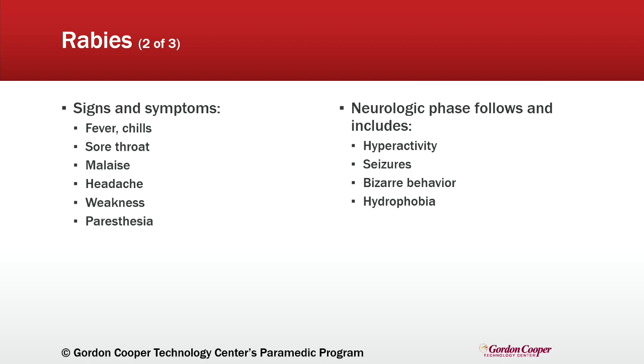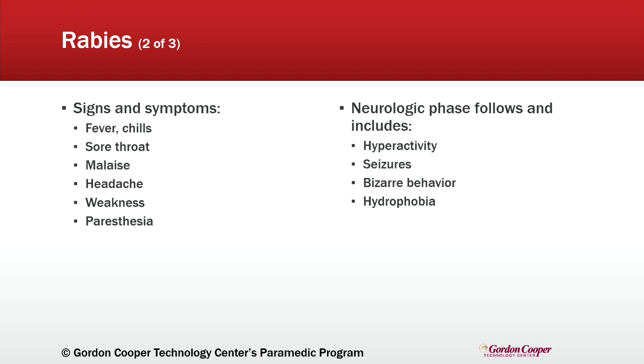So we'll look for some other non-specific signs that we might see initially with rabies. Might be fever, chills, sore throat, headache, weakness, those kinds of things. When it enters the neurological phase after they've had this for a bit, then we're going to see maybe some hyperactivity, seizures, bizarre behavior, and then hydrophobia, where they kind of have a fear of water.